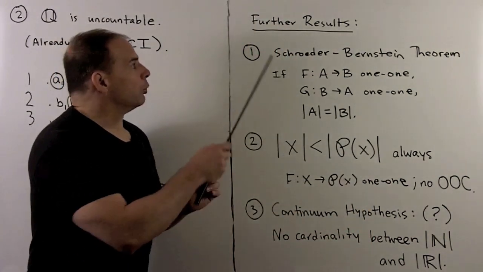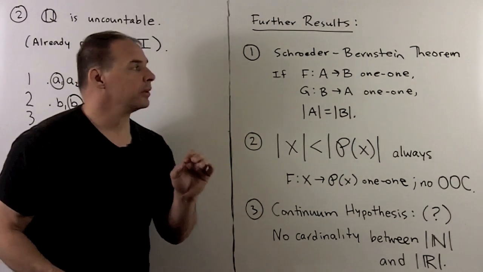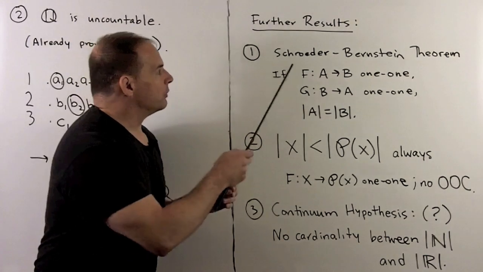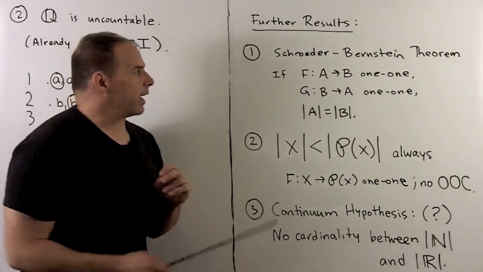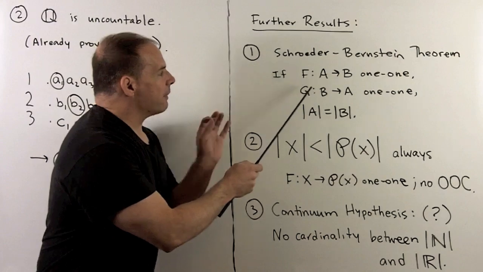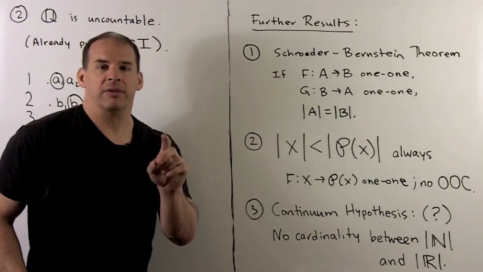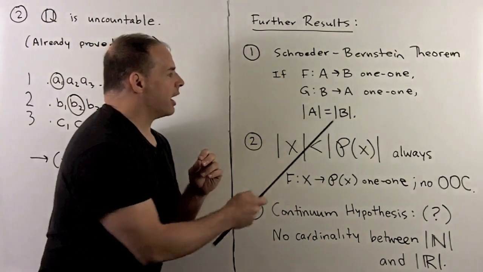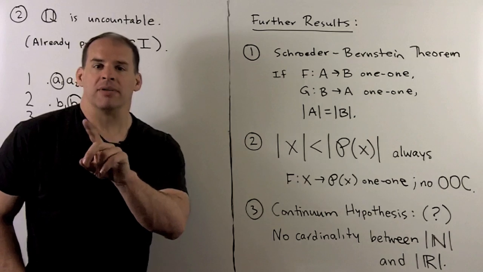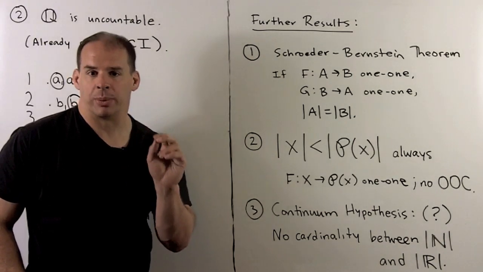Finally, we note some further results, but we don't go into them in any depth. So first, we have the Schroeder-Bernstein theorem. This says if F is a mapping carrying A to B which is 1 to 1, and we have a mapping G from B to A which is 1 to 1, then the cardinality of A is equal to the cardinality of B. So here we have a test for cardinality without actually constructing the 1-to-1 correspondence.